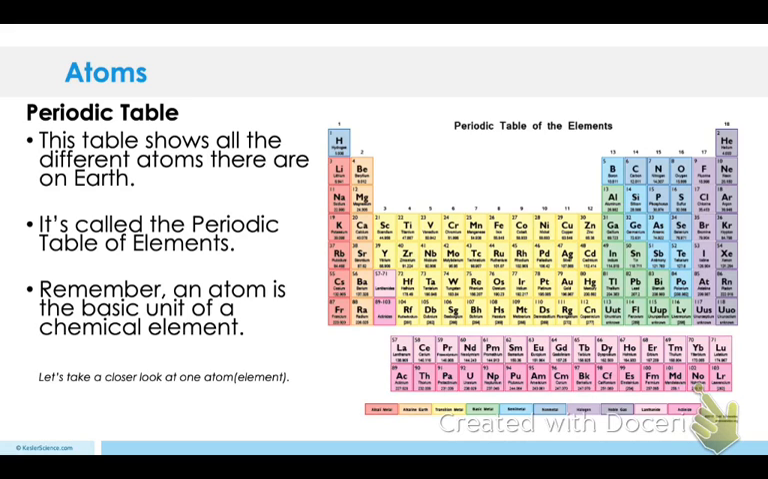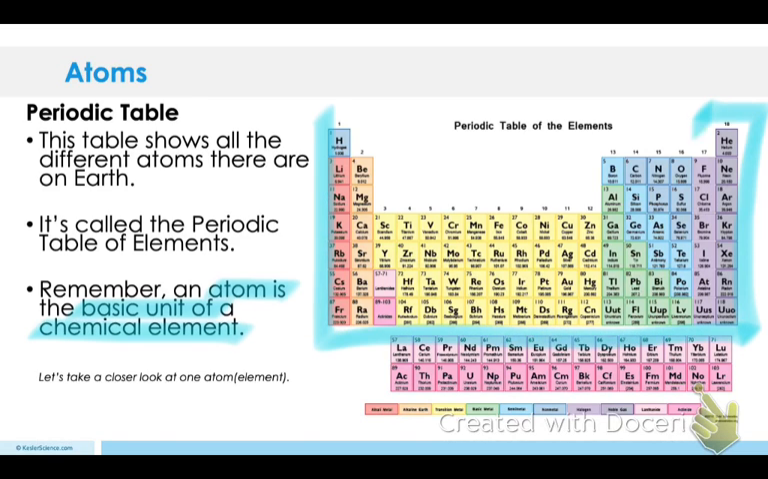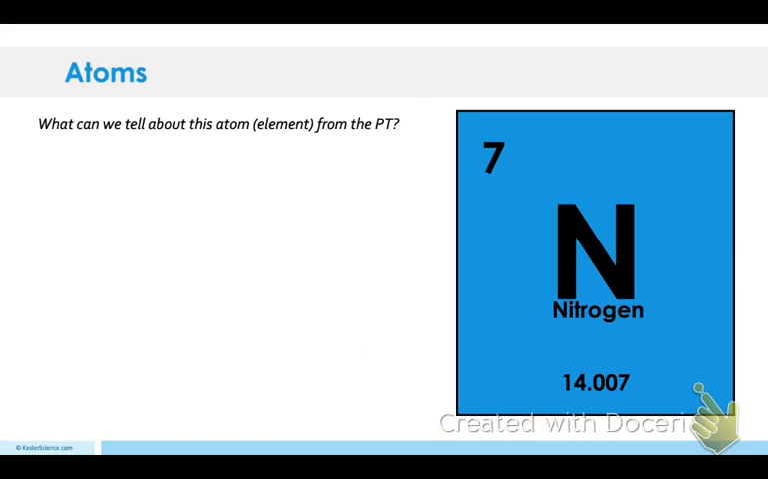Alright, so this periodic table shows all the different atoms there are on Earth. It's called the periodic table of elements. Remember, an atom is the basic unit of a chemical element. So for here, you can quickly just draw a box and then label it periodic table. Go ahead and pause.